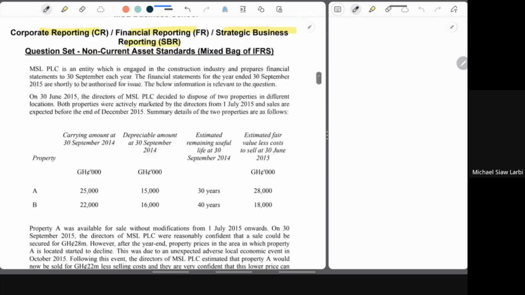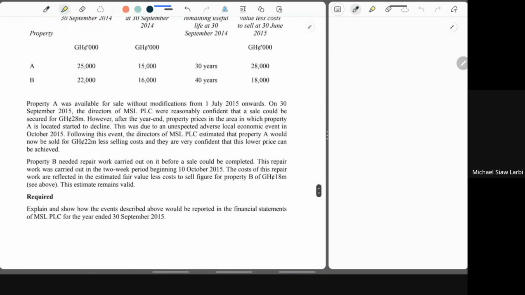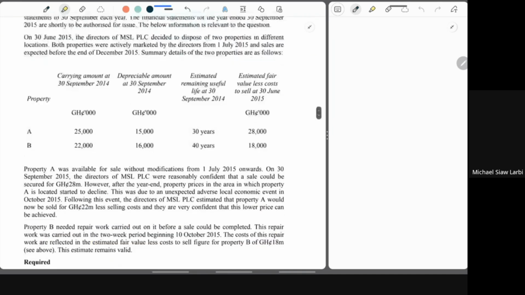So what is our requirement here? Straight away, it says explain and show how the events described above would be reported in the financial statement of MSL PLC for the year ended 30th September 2015, right?